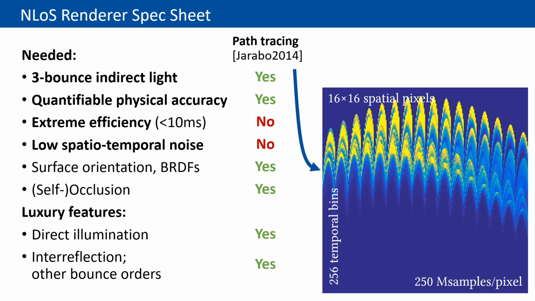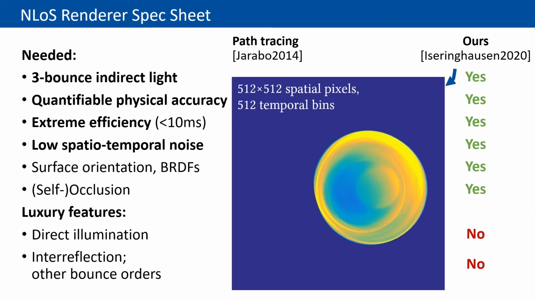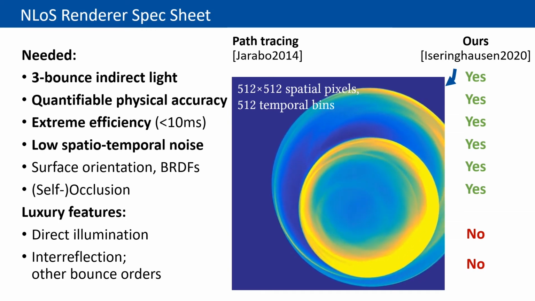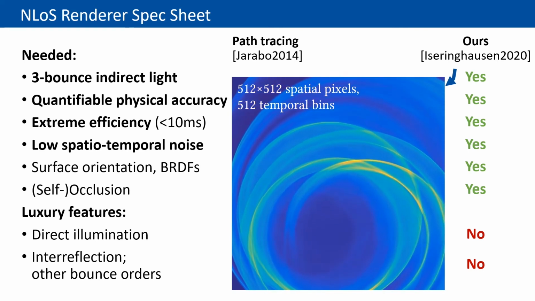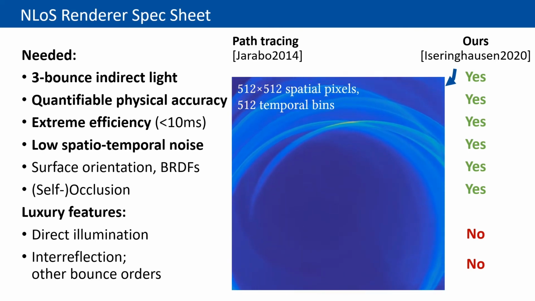In contrast, we've designed a renderer that, at least when judged by traditional criteria, is actually quite bad. It can't even do direct illumination. However, it can do the reflection order that is relevant for non-line of sight scenarios, namely light that has bounced exactly 3 times. And that it can do extremely efficiently, delivering nearly physically accurate and noise-free predictions in a matter of milliseconds. So it checks all the boxes for non-line of sight rendering, and it does so at the expense of generality.